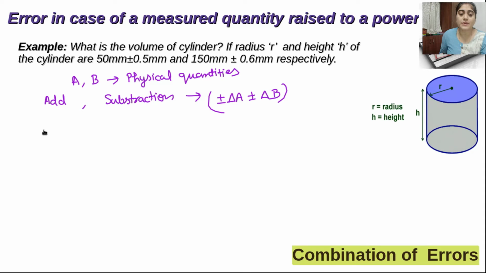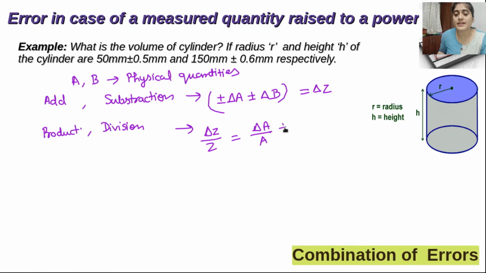But if you have multiplication or product, and division, in that case the relative error delta Z by Z equals delta A by A plus minus delta B by B. That will be the value. The relative error, simply you have to add. But if you also have a power, the equation can be anything, Z equals A into B, Z equals A by B, like that.